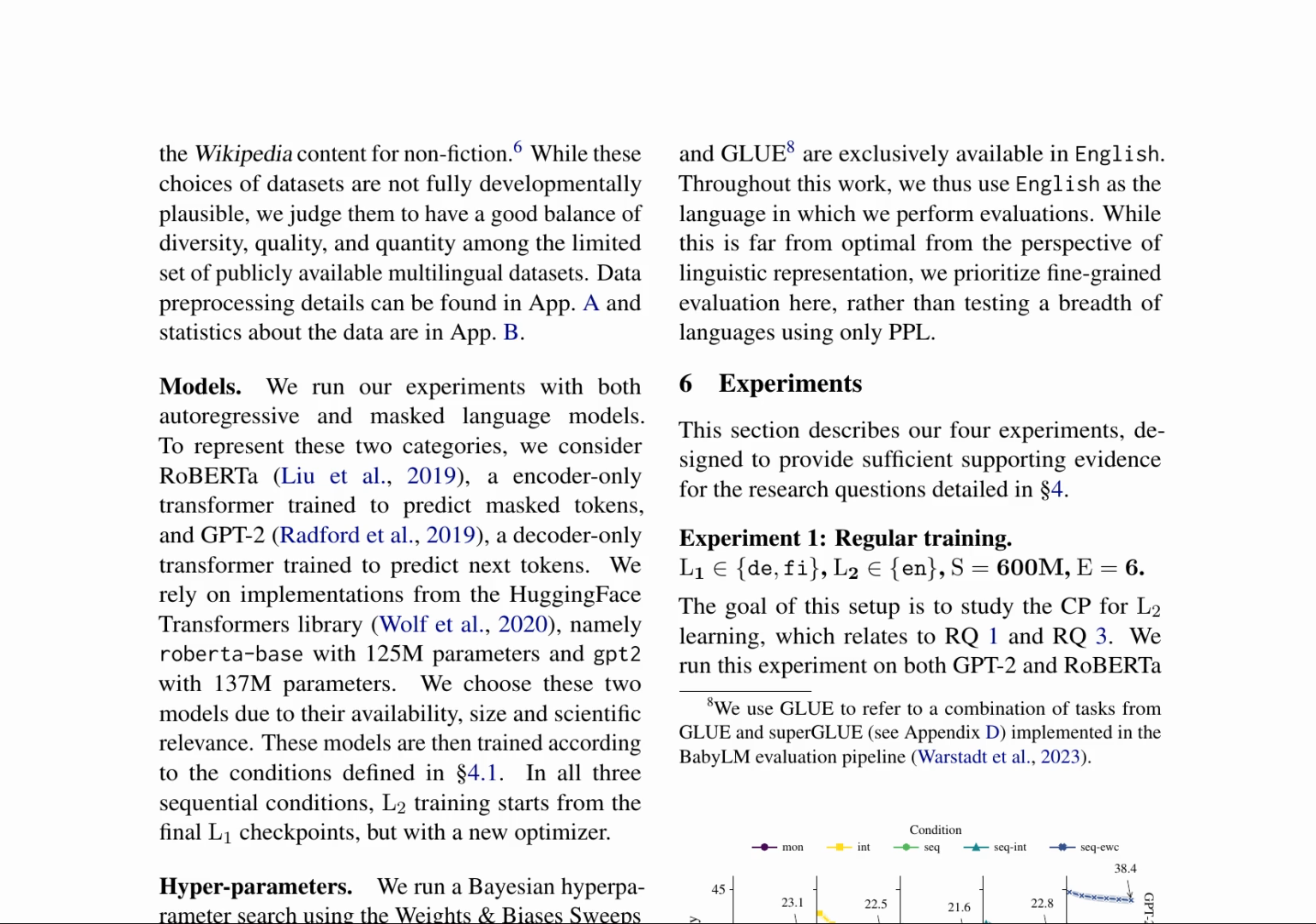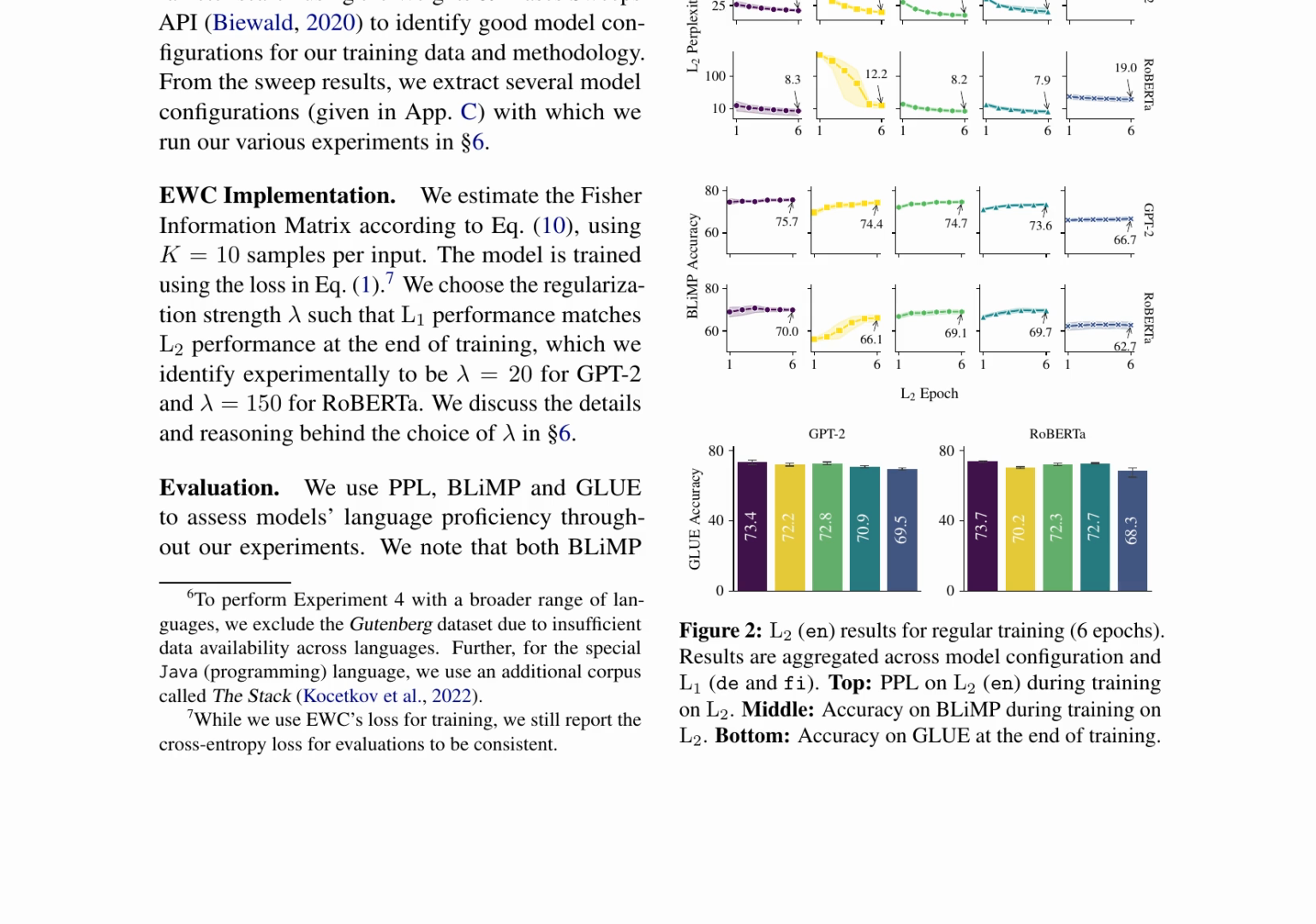The elastic weight consolidation (EWC) implementation estimates the Fisher information matrix according to EQ 10, using K equals 10 samples per input. Training is performed using the loss in EQ 1, with regularization strength lambda chosen to match L1 performance with L2 performance at the end of training. Language proficiency is evaluated using PPL, BLIMP, and GLUE, prioritizing fine-grained evaluation over testing a breadth of languages using only PPL. The first experiment involves regular training, with L1 element of D, phi, L2 element of N, S equals 600M, and E equals 6, aiming to study catastrophic forgetting, CP, for L2 learning.